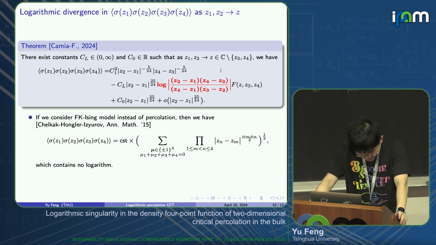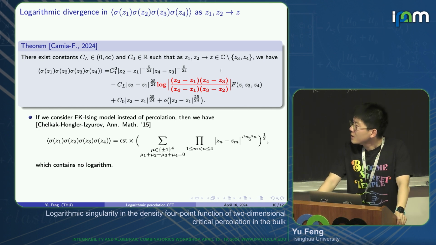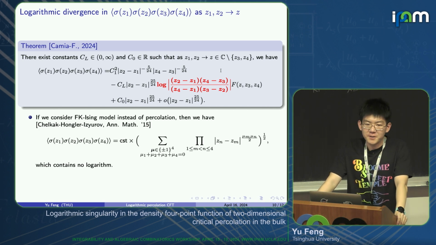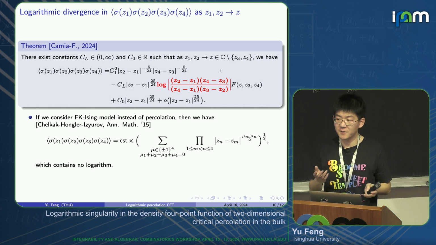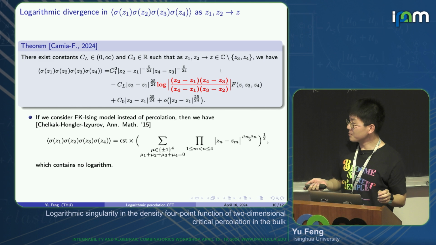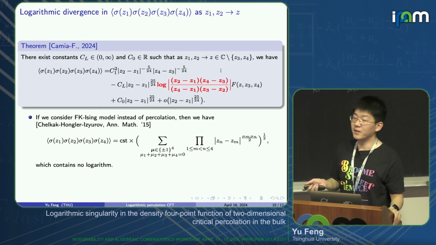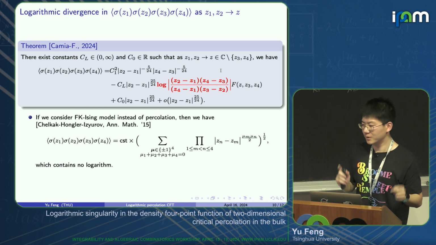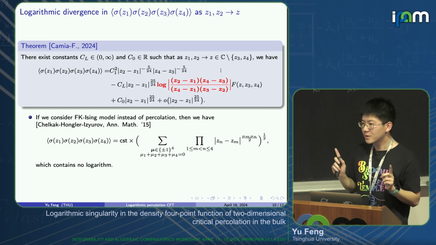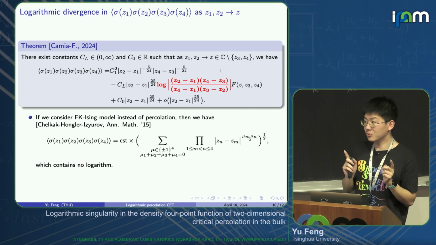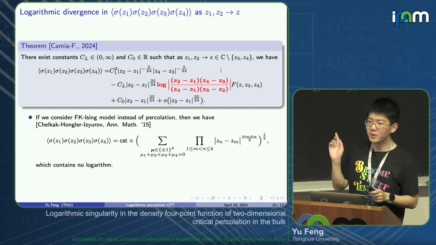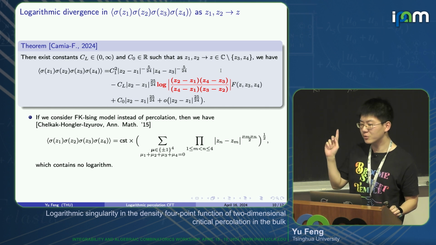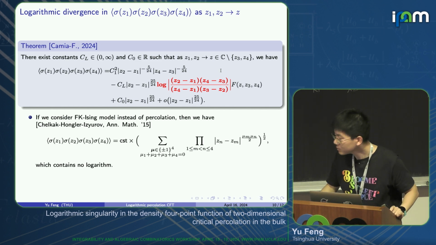And I don't know whether this is true. Several weeks ago, one physicist showed me a formula he predicted for the Potts model of this 4-point function, and in that formula, if it is true, there is no log as long as q does not equal 1. And percolation is a Potts model with q equals 1. In that formula, if you let q tend to 1, you will see log.